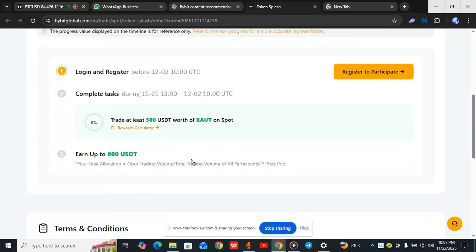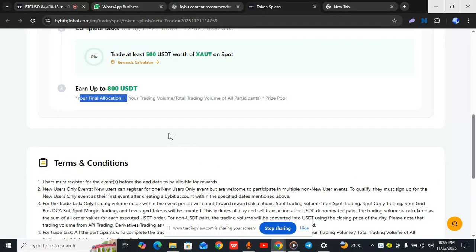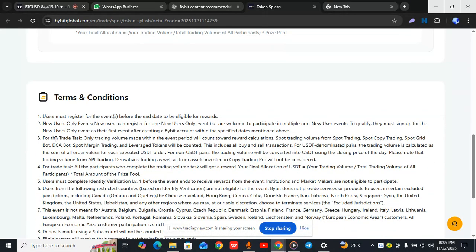So this is something that you can do, and you can earn up to 800 USDT, right? And as you can see over here, it says that the final allocation is equal to your trading volume divided by the total volume of all participants. Now, another thing I also want to point out in this offer is that you must register for the event before the end date.